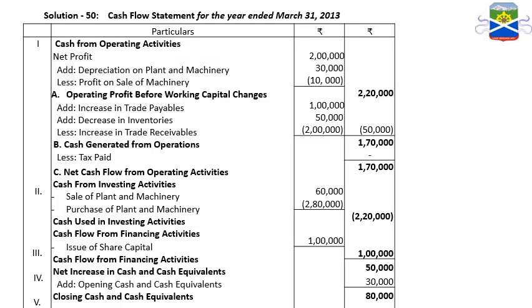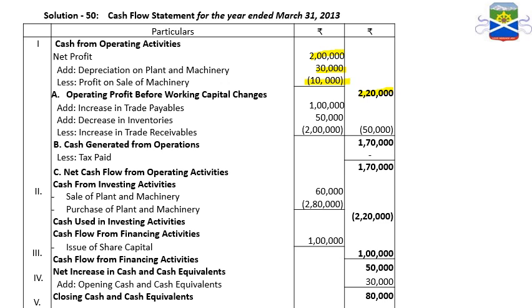Next, the solution. We have cash flow from operating activities. We have net profit, and net profit is 2 lakhs. Depreciation, if you refer to the workings, you will get 30,000. Profit on sale, as we discussed, is to be deducted, that is 10,000. Then operating profit before working capital change, by adding all these three, is 2,20,000.